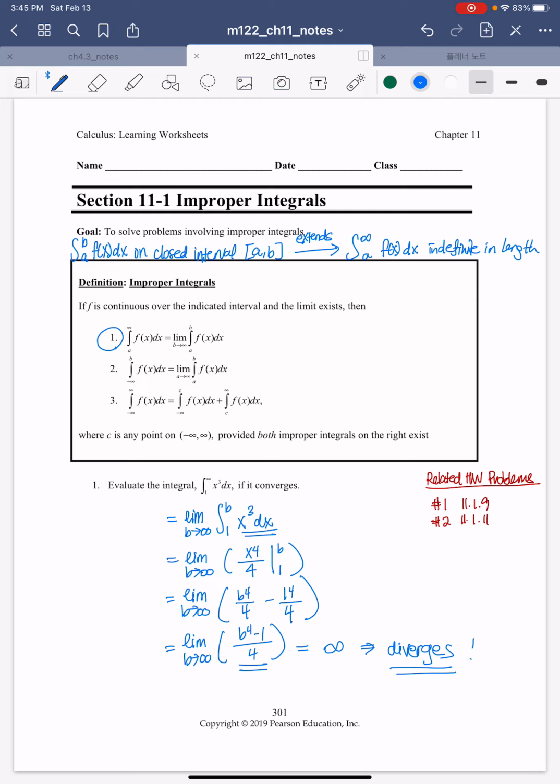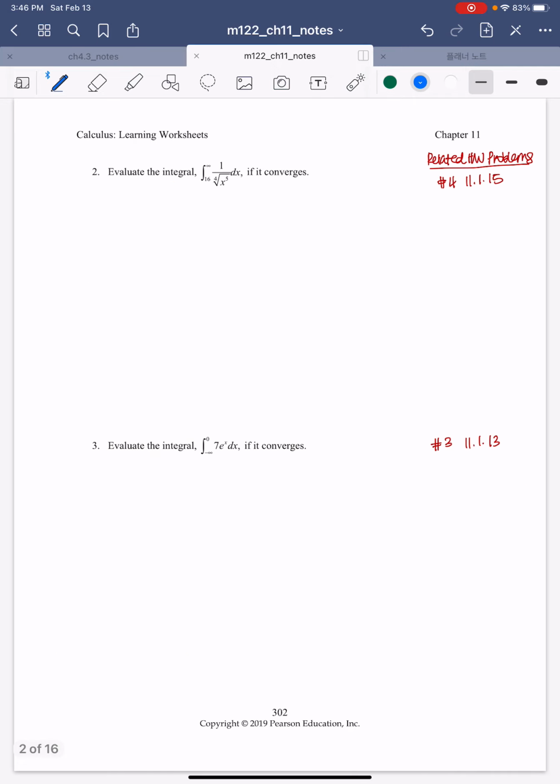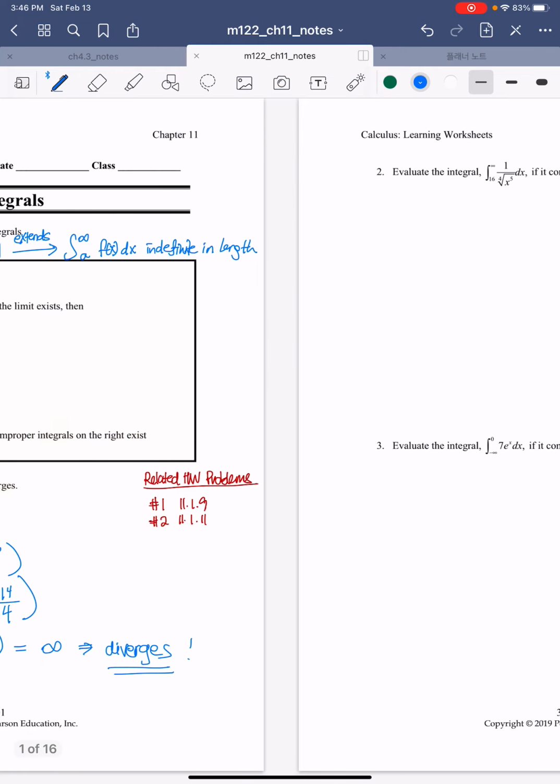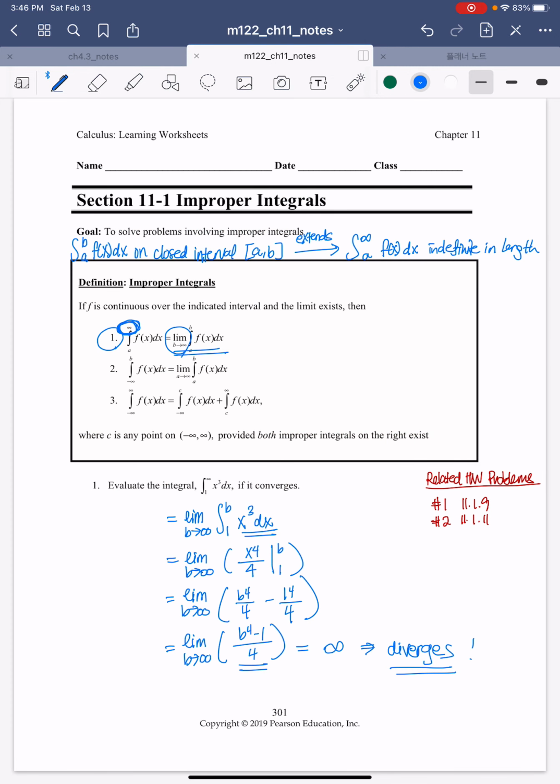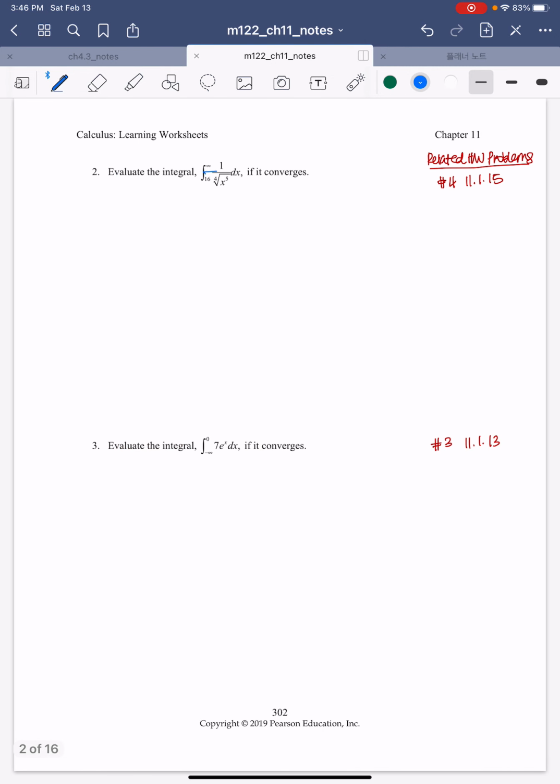Okay. So what we have to do from definite to improper is just take one step of rewriting the infinite value into a limit, and then go from there. So let's try a second problem. Similar thing, we have the infinity on the upper limit. So I'm going to rewrite this as the limit as b goes to infinity of the integral from 16 to b of x to the 5 over 4 dx.